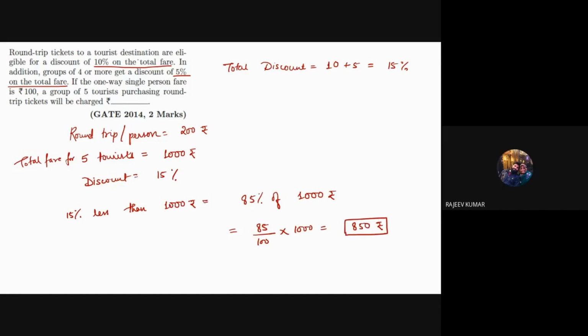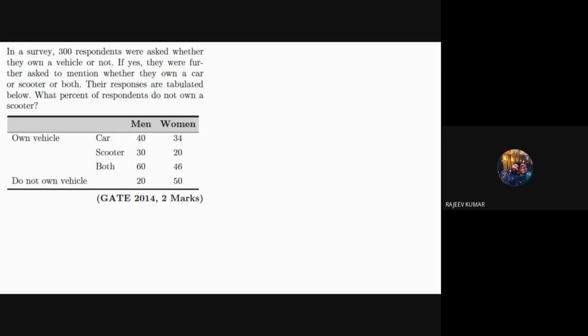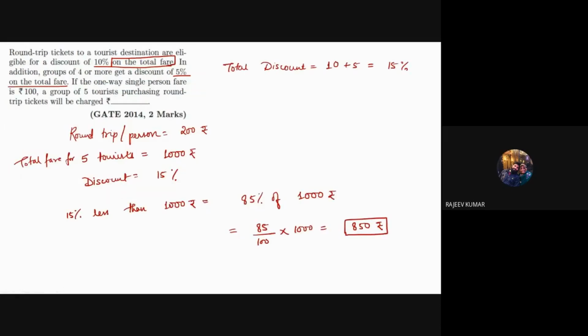Right, these two terms are important over here: on the total fare. Okay, so whatever discount is being given, it is given on the total fare. If it had been written here that if they get an additional discount of 5% on the remaining fare, then our answer would change. Then we would have to find the 5% of the remaining 900 rupees that we get after giving the 10%. Right. In that case the answer might have changed.